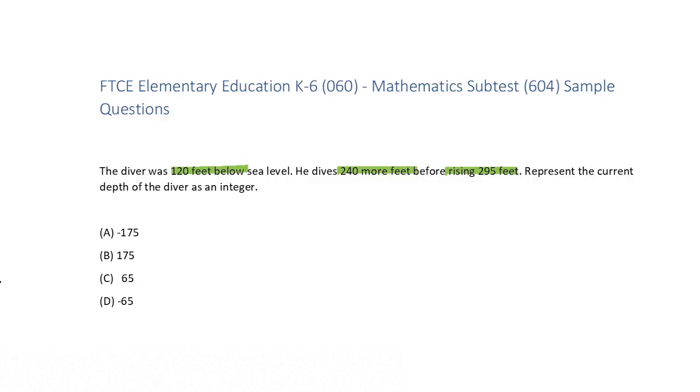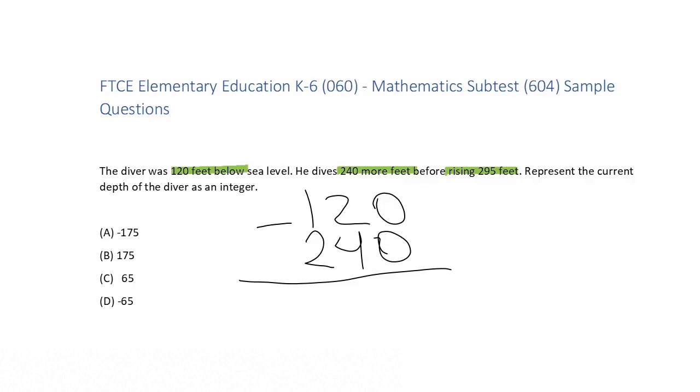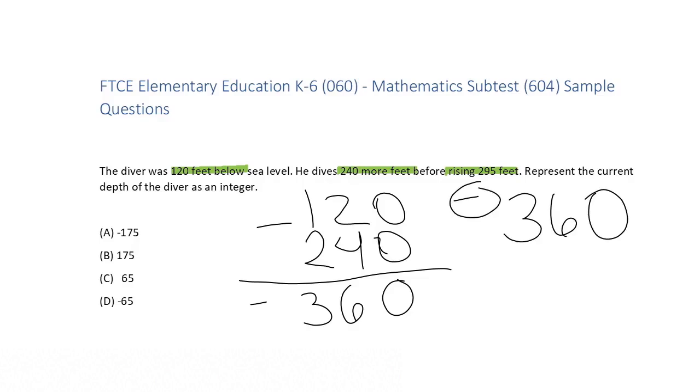So when we begin, we want to notate that we are at negative 120, and we're going to add to that 240 more. This will be the total depth that he dove. So when we add this up, we get negative 360. Next, we notice that we need to add the 295 feet that he rose. So we're going to take 360, understanding that it is negative 360, and we are going to find the difference between that and 295, which is the direction he is now going up.